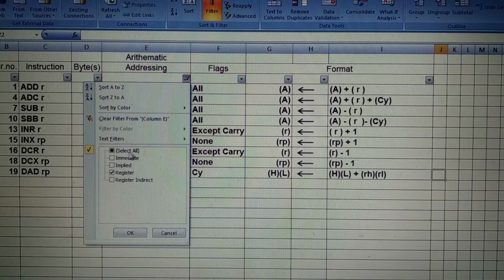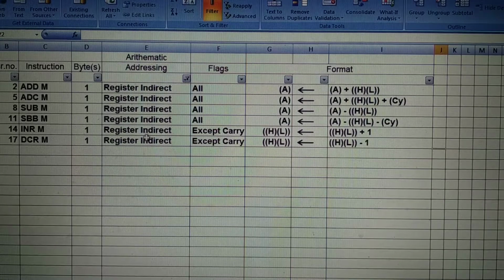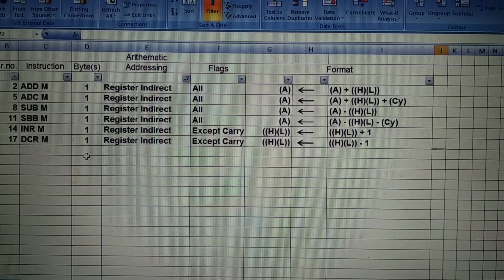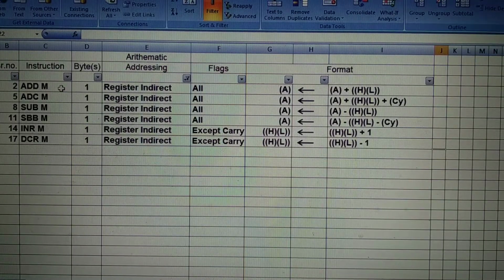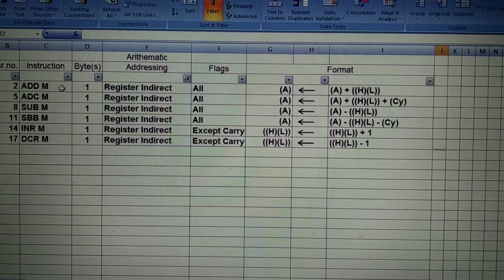Now let's go for the different type of addressing mode. Register indirect addressing mode. Whenever letter M is there in this group, at that time the addressing mode is said to be register indirect, and for all the instructions here you will get 1 byte instruction. Whenever letter M is there, it means HL register pair represents the memory location, and from that memory location you have to consider the data. You have to consider the contents of that memory location.